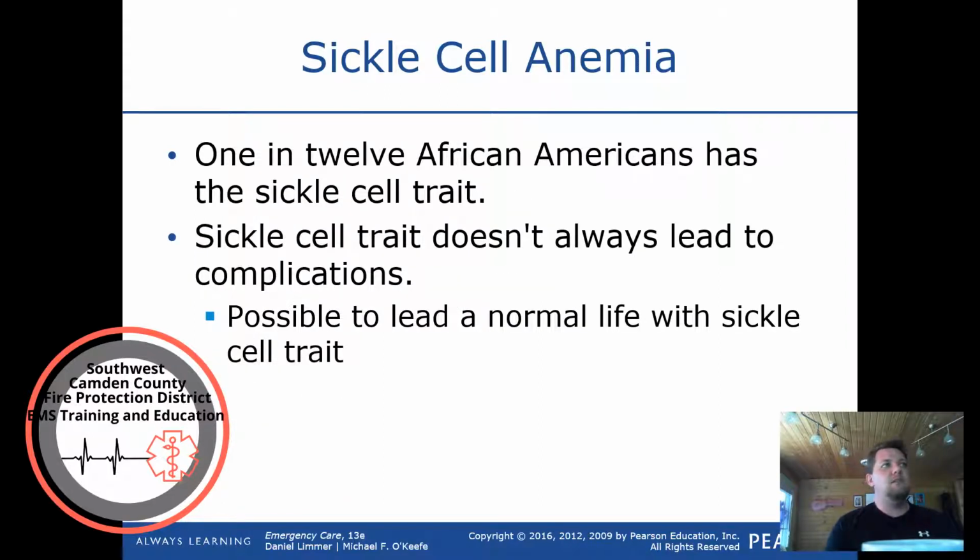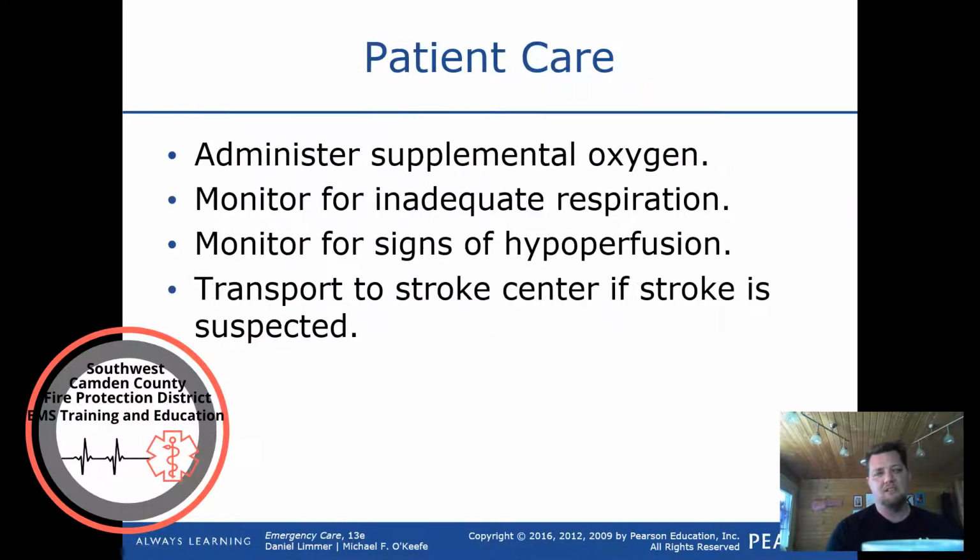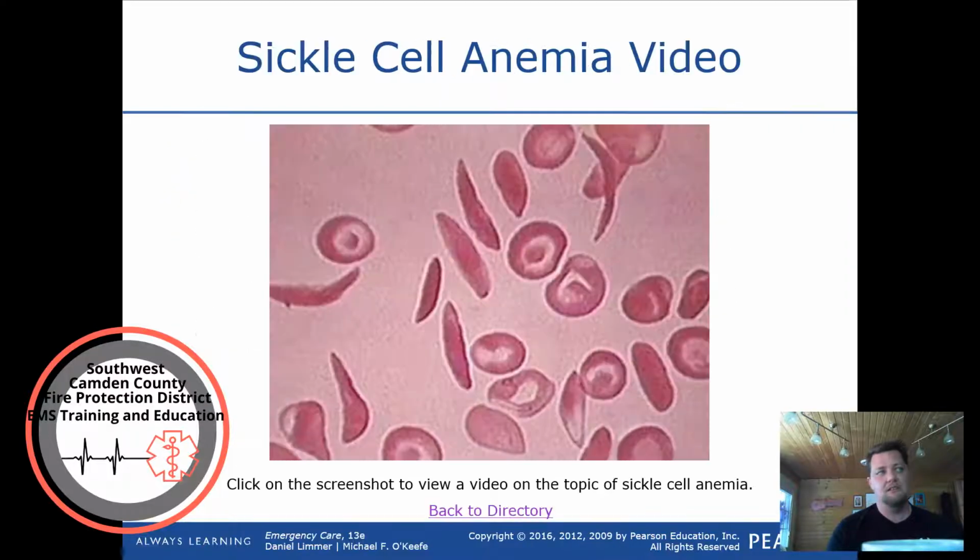One in 12 African Americans has the sickle cell trait, and it doesn't always lead to complications. It's possible to lead a normal life with that sickle cell trait. For these patients, we're going to administer supplemental oxygen, monitor for inadequate respiration, monitor for signs of hypoperfusion, and transport to a stroke center if a stroke is suspected.